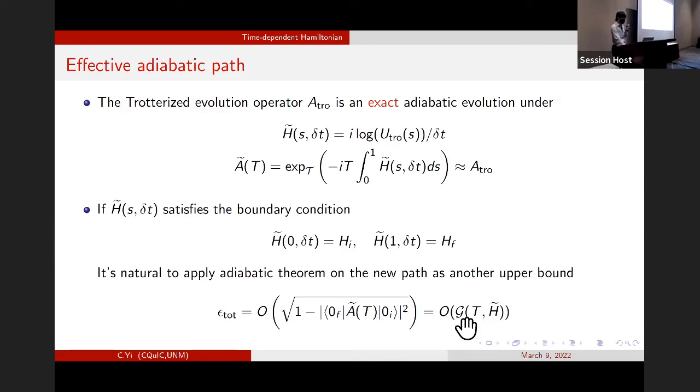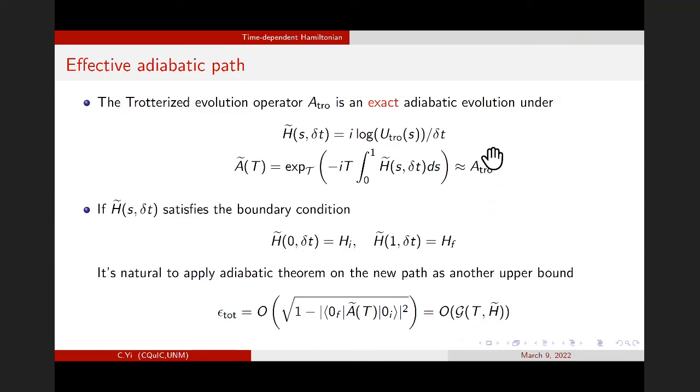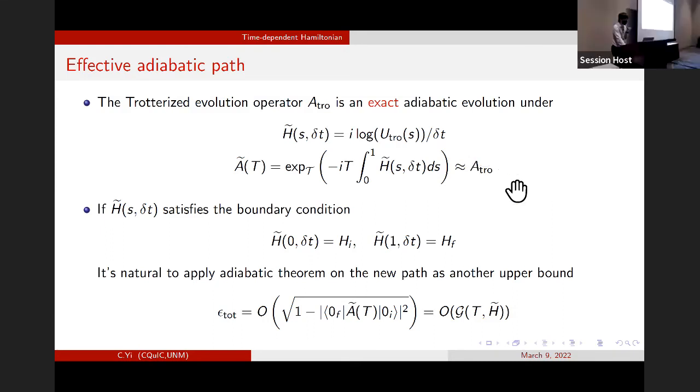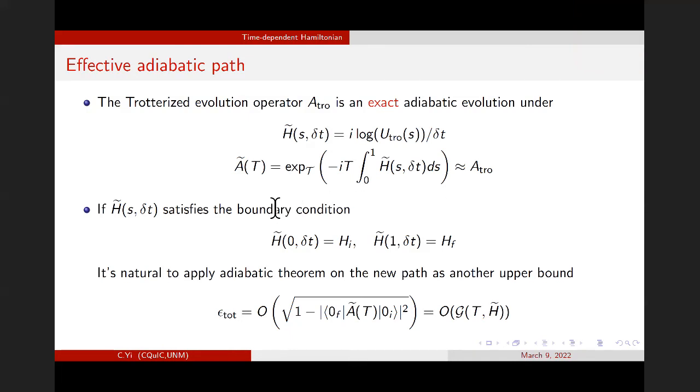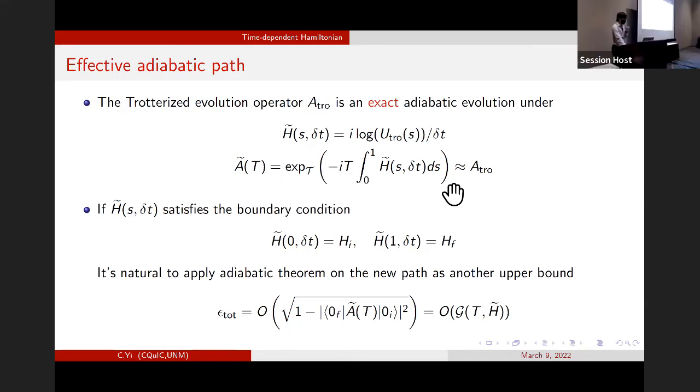But for now, there's still a very important issue, that is, why can we consider the discrete adiabatic operator as a good approximation of the continuous version? What is the criteria that enables us to do so? Well, it turns out there's a simple mechanism behind it.